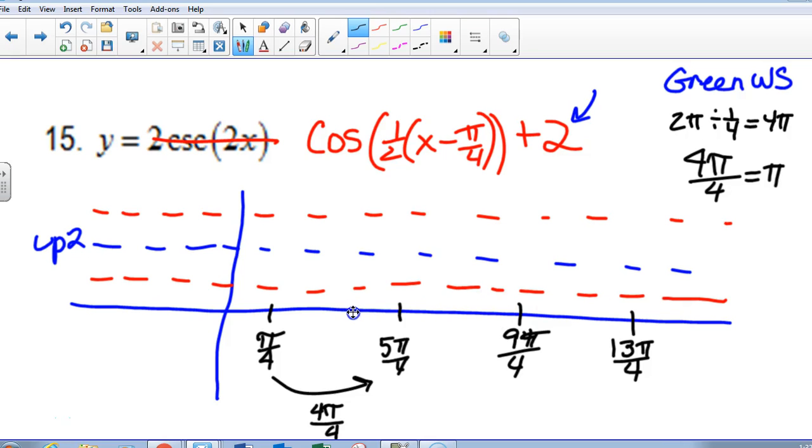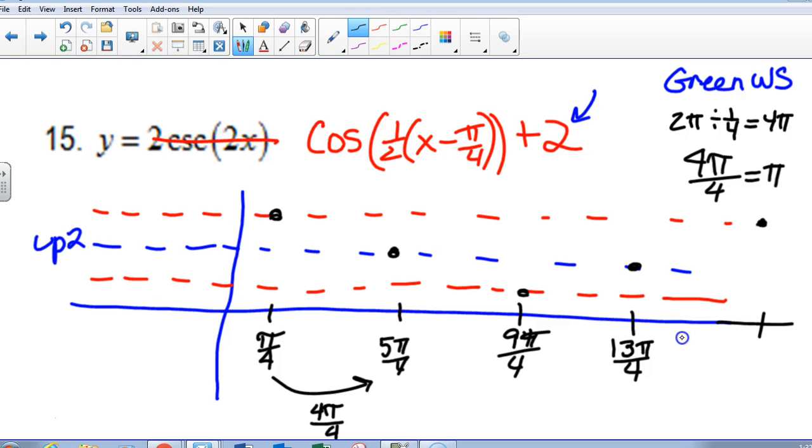Cosine means we start at maximum, midline, minimum. I didn't do enough, did I? I gotta do one more. So it goes back to its maximum. I'll let you figure out that last one. I think it's 17 pi over 4. Is that good enough? Yes.